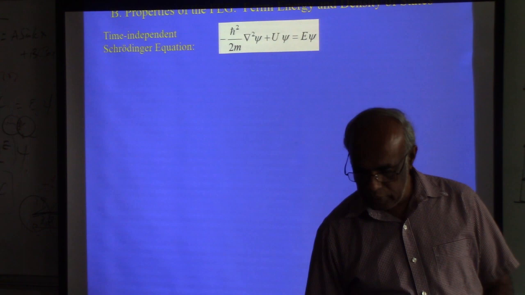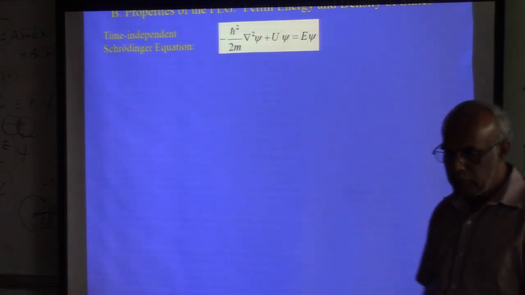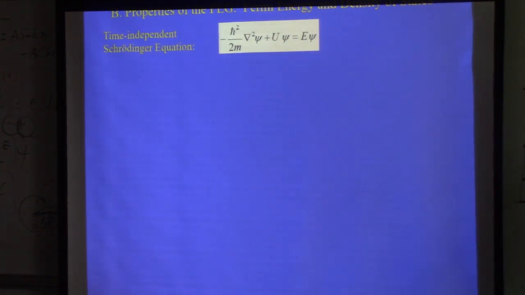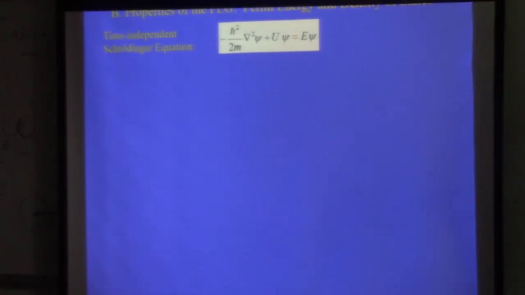Okay, so now let's talk about the density of states. So then we are going to discuss something called Fermi energy. Probably this is one of the most useful quantities in metals as well as semiconductors.